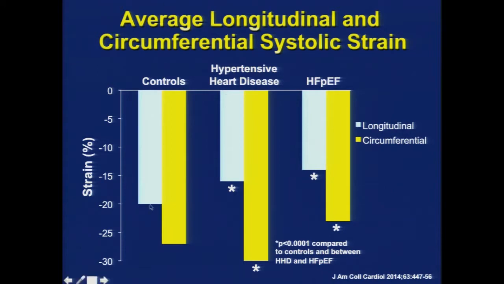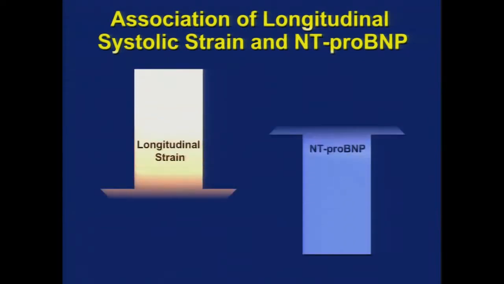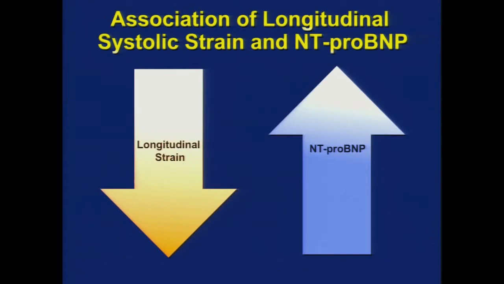You can see that early on there is a reduction in longitudinal, but there's this augmentation of rotational dynamics. And it's really not until you see a reduction in both longitudinal and circumferential rotation that the patients actually slip into the clinical syndrome of heart failure. And that longitudinal strain is also significantly and independently associated with N-terminal proBNP, a prognostically relevant biomarker in this HFpEF syndrome.